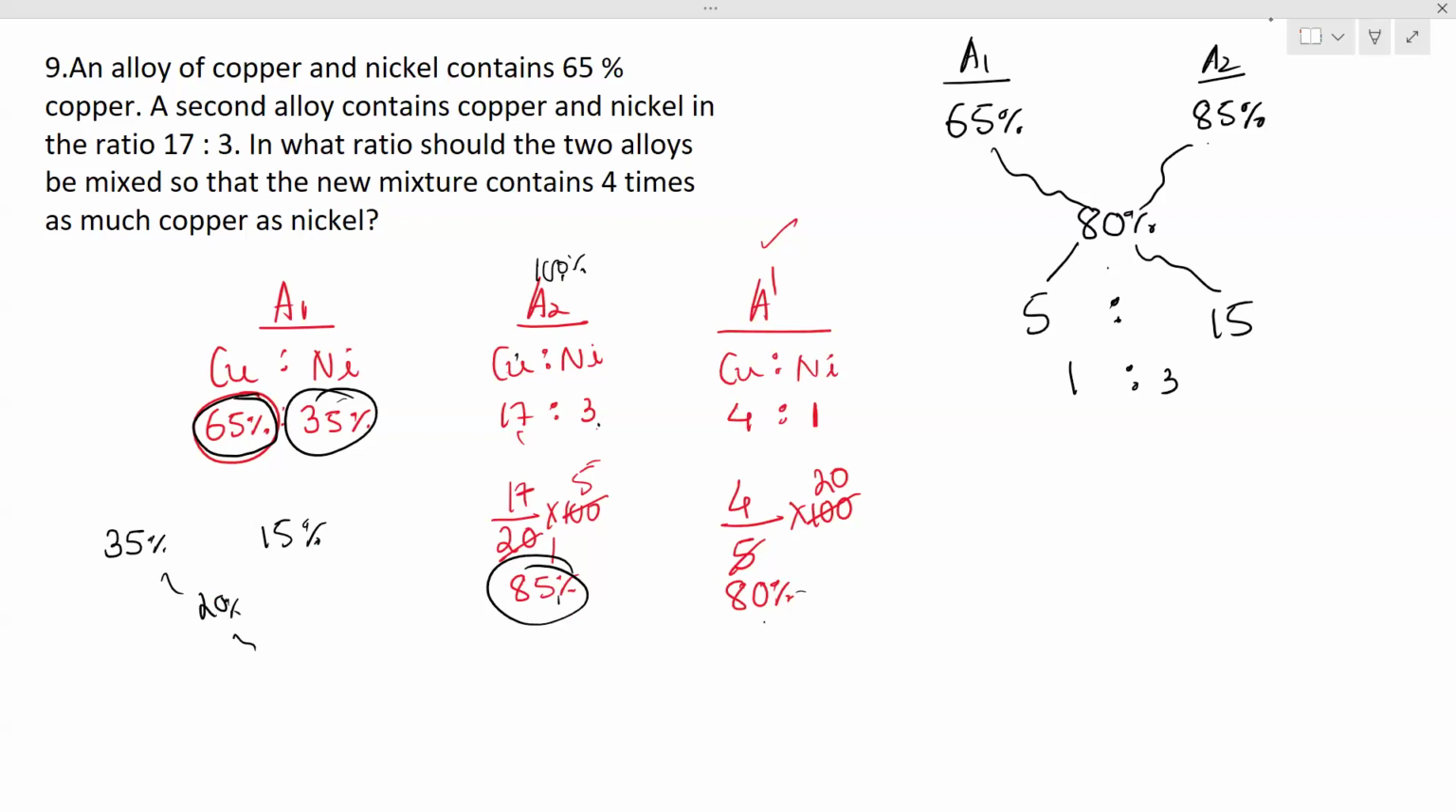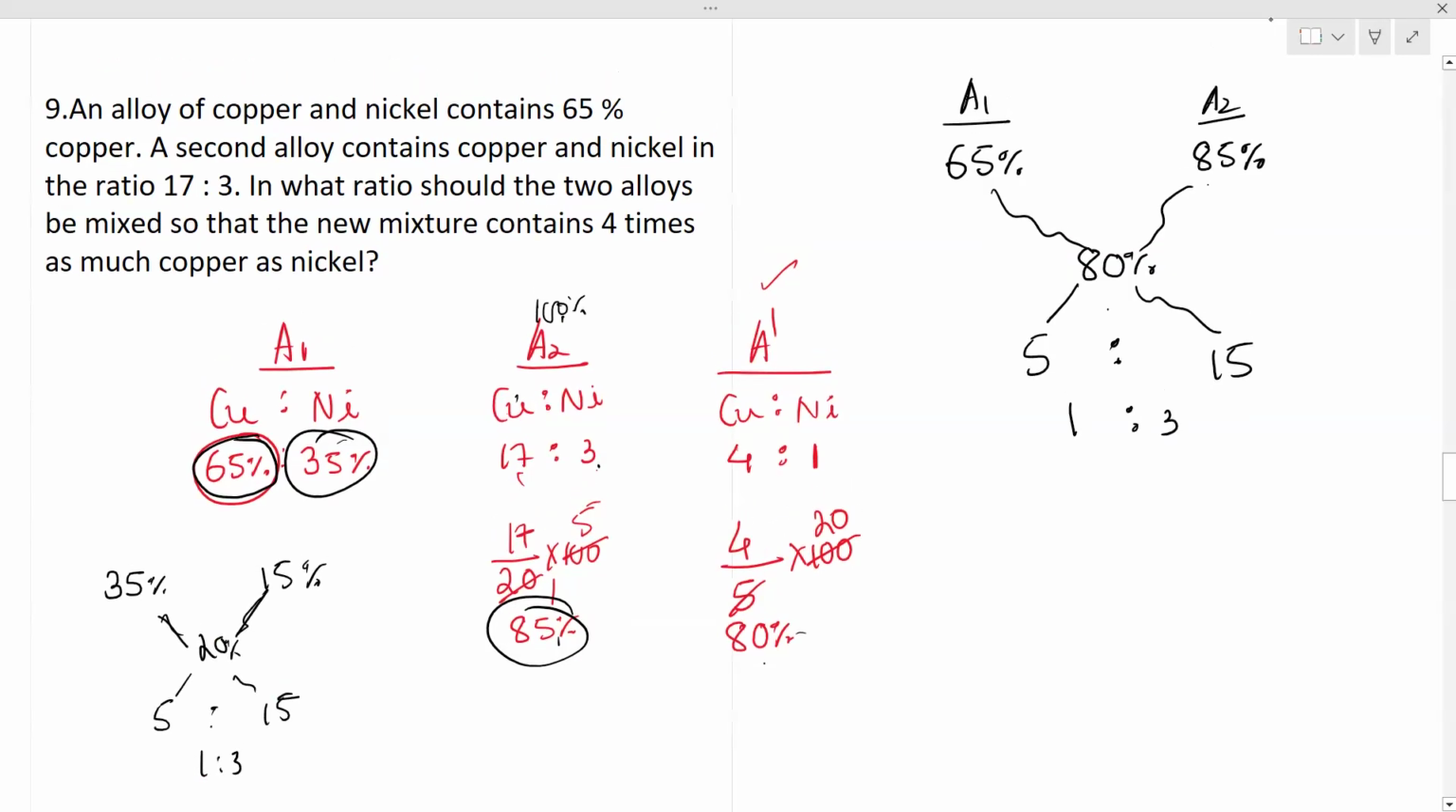What is the difference here? The difference here is 15. Again, the difference here is 5. So what is the ratio? 15:5, which is 1:3. Getting it? Everyone? Understanding?